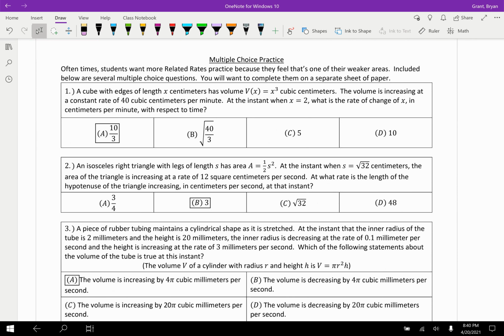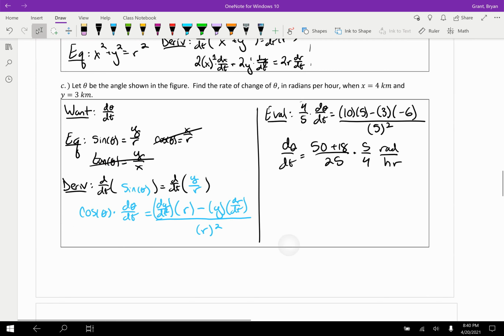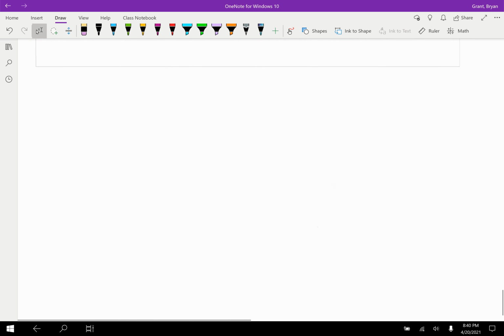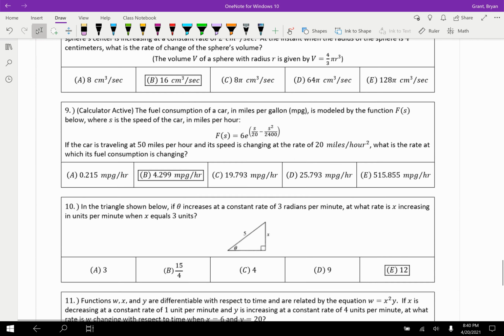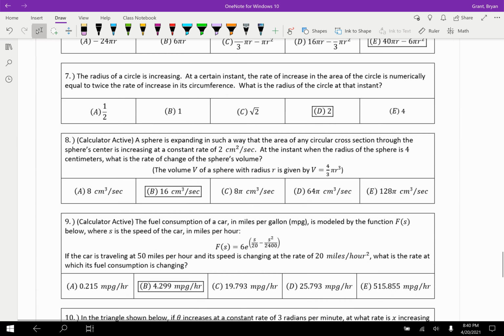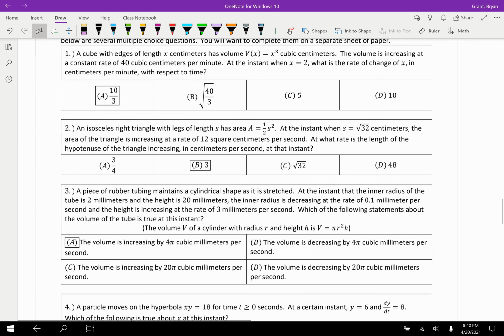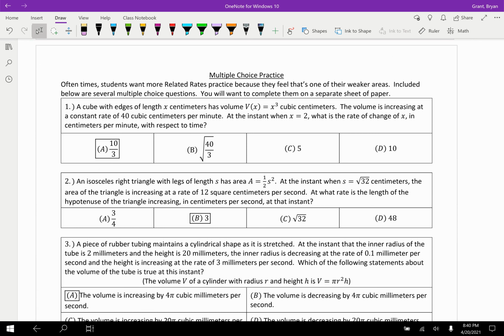And I find a lot of my students really want more related rates practice because they get scared of it. And related rates can be challenging. I mean, there's 5 steps every time. And really breaking down what's given in the problem can be tough. So what I've done is I put together a couple pages of multiple choice practice, 11 multiple choice problems. I've given you the answers here so that you can work through and make sure you get those answers. But if you get stuck, I do have all my worked out solutions posted on Teams as well.